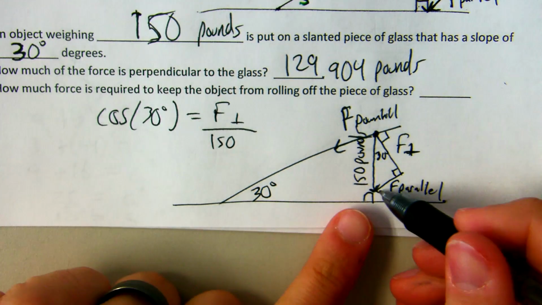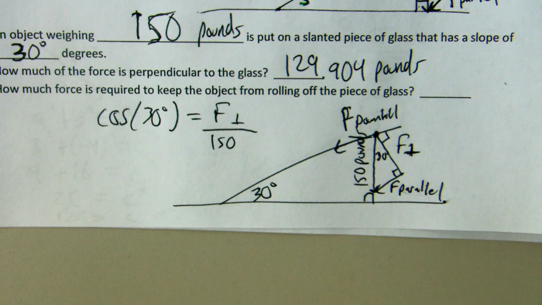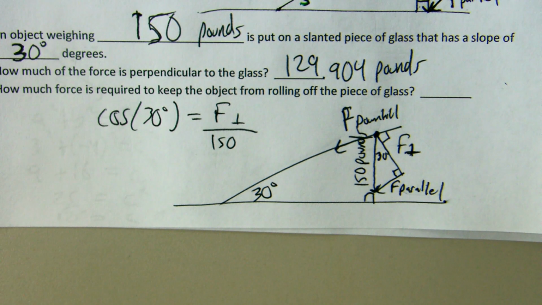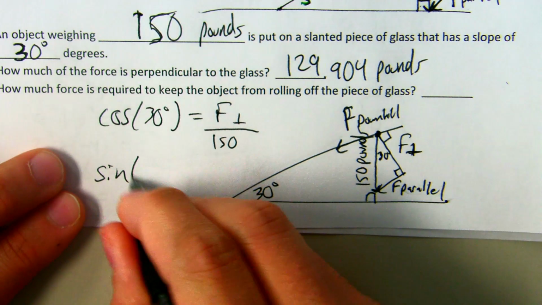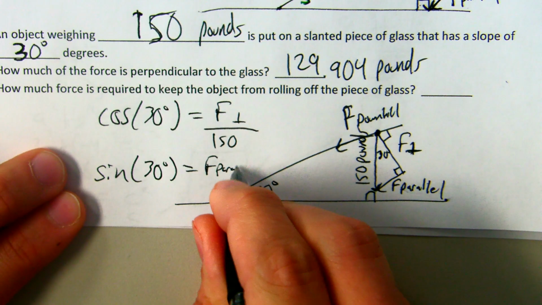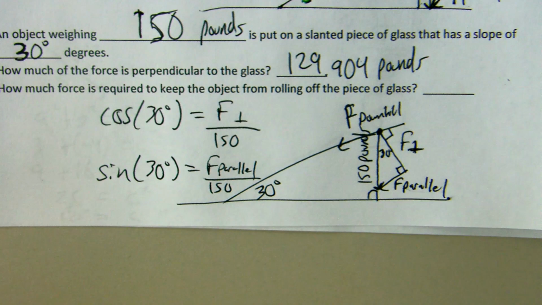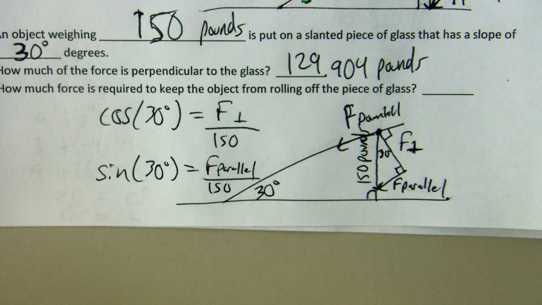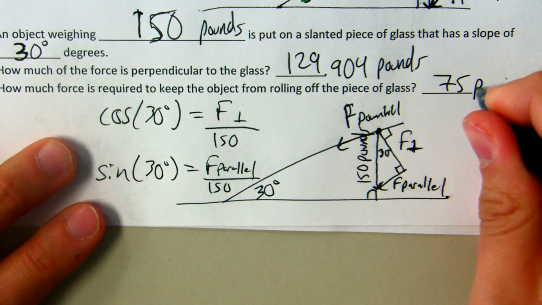And the force parallel, which is equal to the force downhill, which is how much force I would have to require to keep it from going down. I would be interested in knowing the opposite side when I know the hypotenuse. So that would be a sine equation. And that comes out to be exactly 75 pounds.